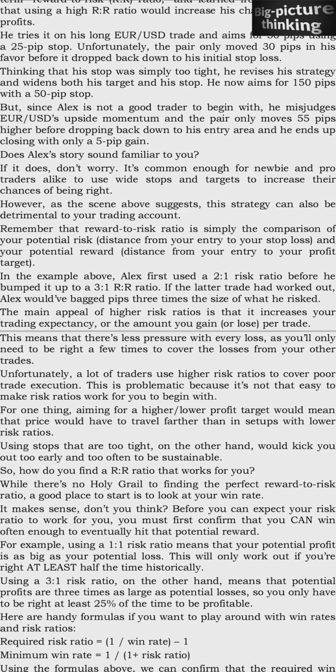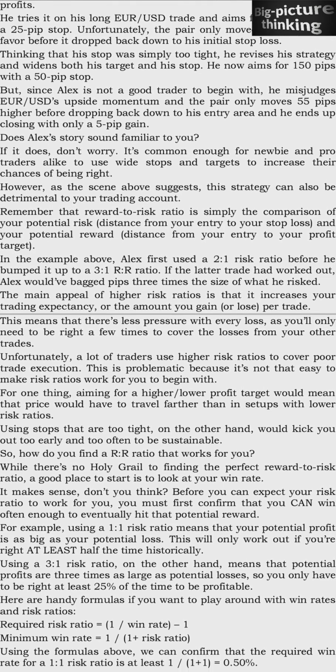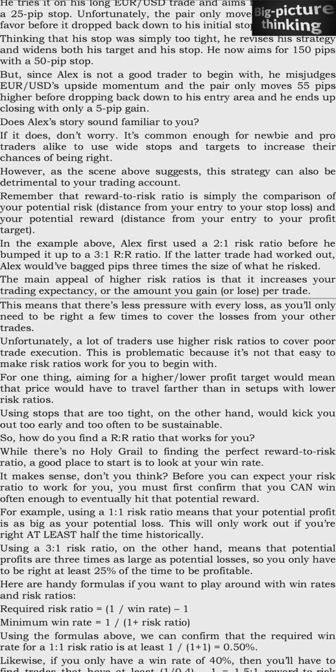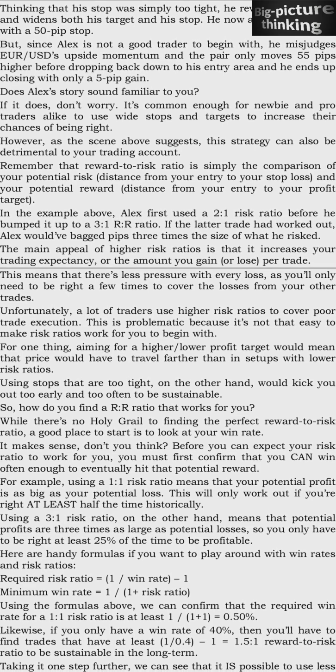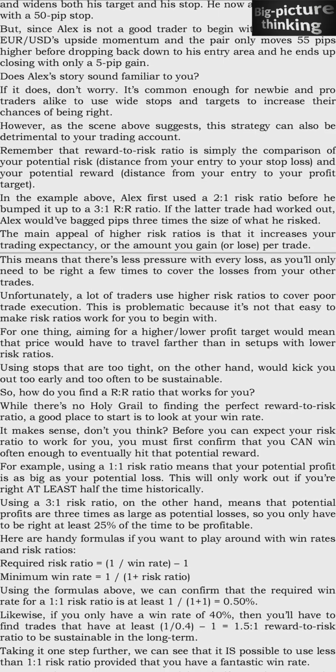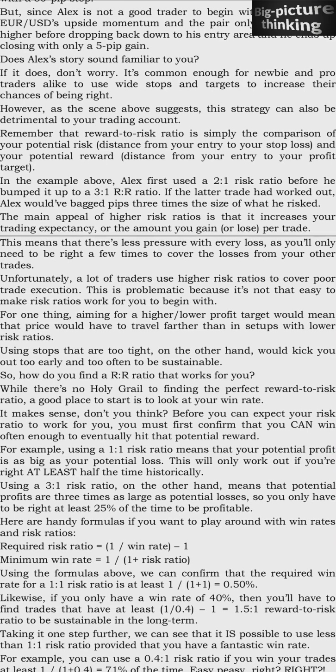In the example above, Alex first used a 2:1 reward to risk ratio before he bumped it up to a 3:1 R ratio. If the latter trade had worked out, Alex would have bagged pips 3 times the size of what he risked. The main appeal of higher risk ratios is that it increases your trading expectancy, or the amount you gain or lose per trade. This means that there's less pressure with every loss, as you'll only need to be right a few times to cover the losses from your other trades.